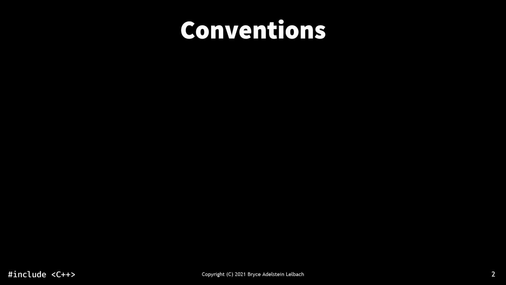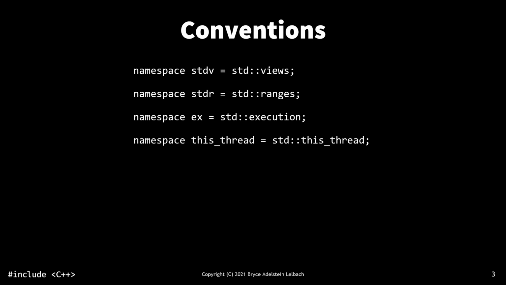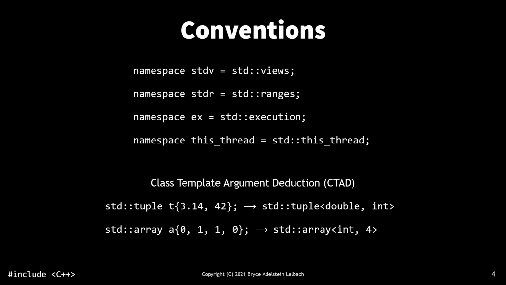First, a few conventions used throughout these slides in the interest of brevity. We'll use these namespace aliases throughout the talk. This talk makes liberal use of class template argument deduction, also called CTAD. Standard C++ has always supported the deduction of template arguments when calling a template function. But in C++17, we extended this to work for class templates when calling their constructors. For example, when constructing a tuple, I don't need to spell out what the types are. They can be inferred from the arguments. Likewise, when constructing a std::array, the element type and size can be inferred.